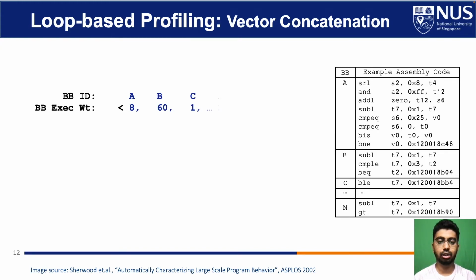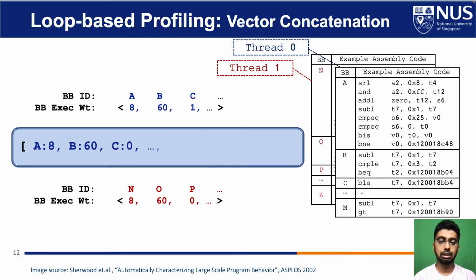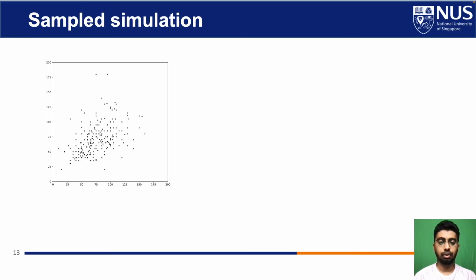We have the execution fingerprint of each thread. Consider two threads of an application that execute the same code. In order to concatenate vectors, we first rename the basic blocks of thread 1 to be different from thread 0 and modify the execution fingerprints of thread 1. Then we generate the global basic block vector by adding the execution fingerprint of thread 0 and then appending the execution fingerprint of thread 1.